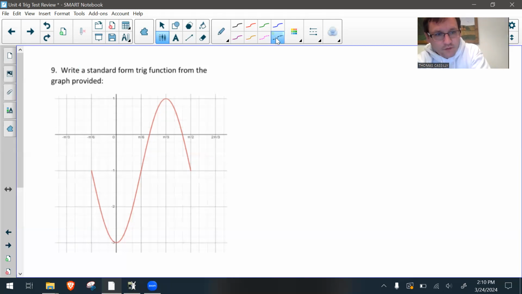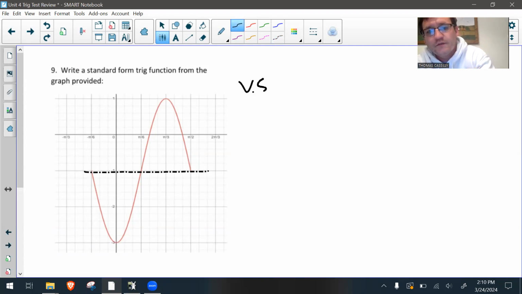So first things first, I'm going to just jump to this midline here. We know that's at -1, so we automatically know the vertical shift equals -1. It's going down one space. The amplitude is this value right here from the maximum to that midline. That looks like we have an amplitude of 1.